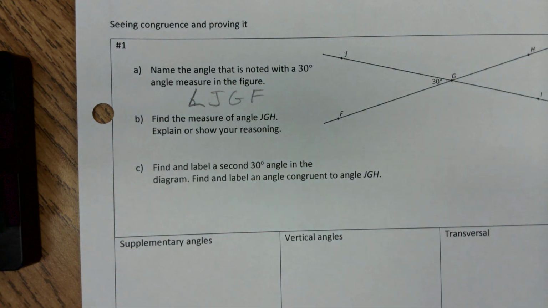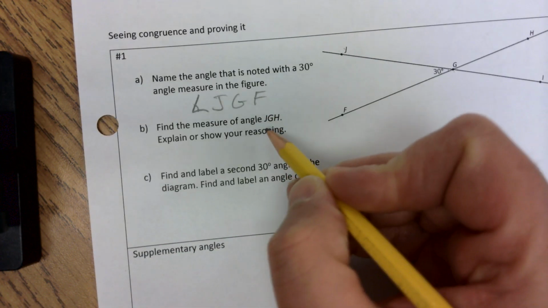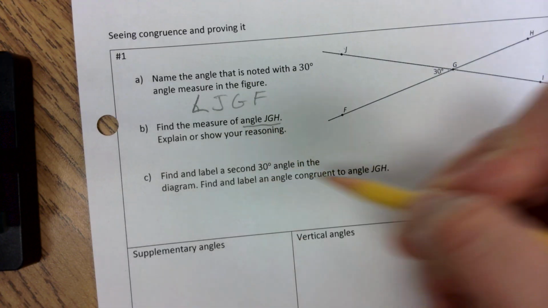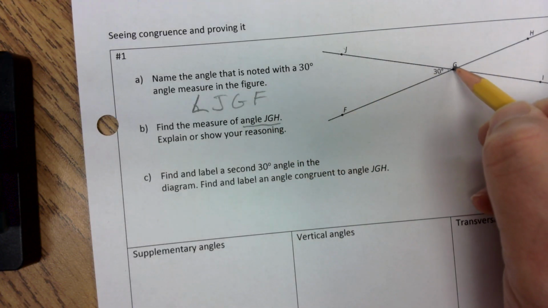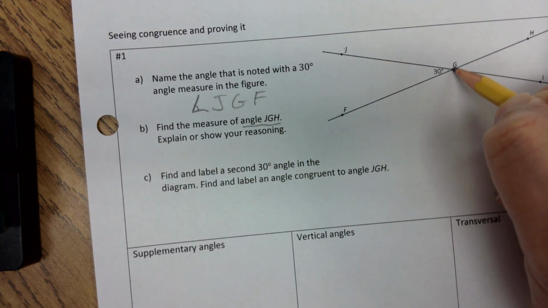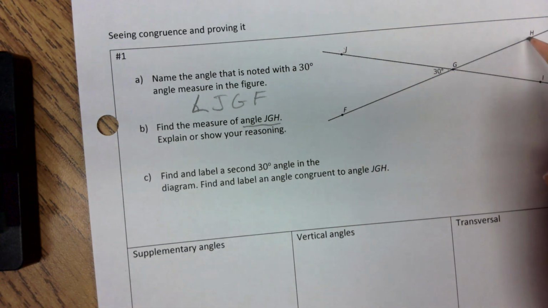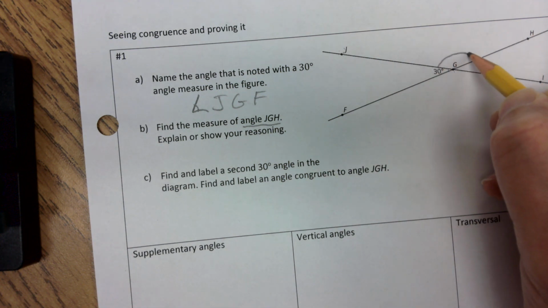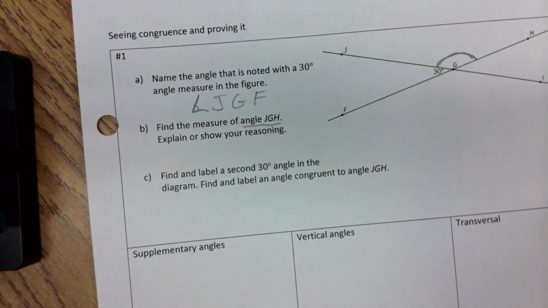Anyway, so that's angle JGF. Now, when it says angle JGH, right? JGH, and that's G's in the middle, and the J and the H tell you that it's going to be this particular angle right here.